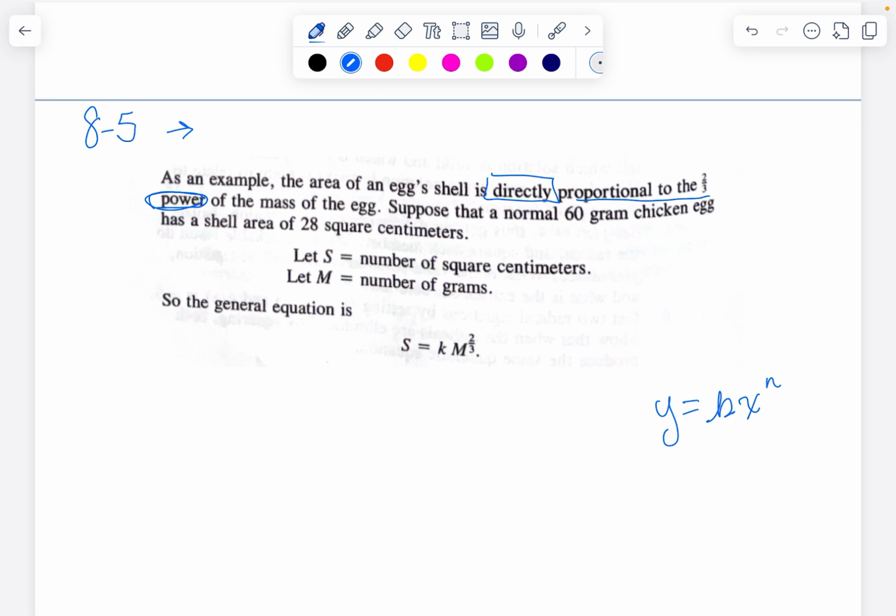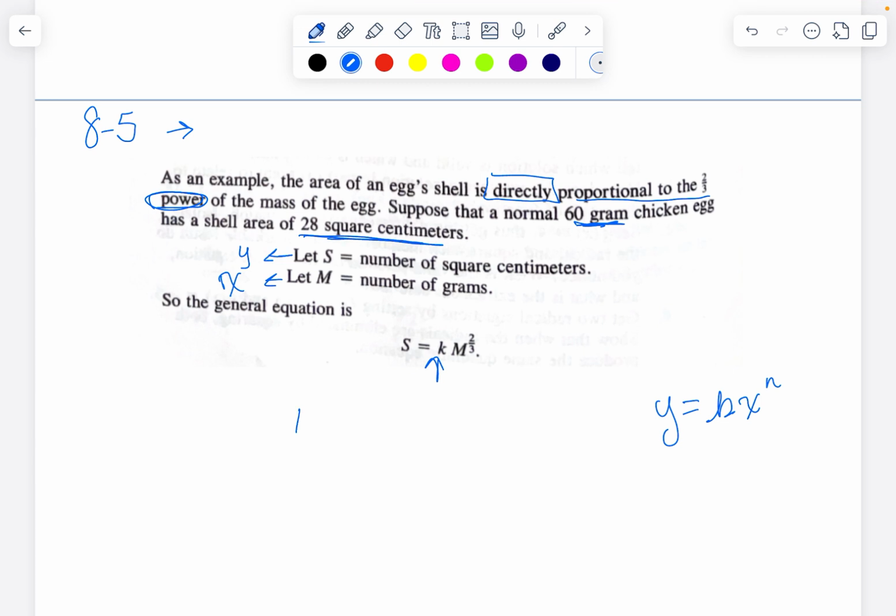So we're going to use our general equation and try to find that K. We set S, the number of square centimeters, which is also Y. It is the dependent variable, and the grams is independent, so that one would be like our X. If we were to graph this, you would find it there. To find our particular equation, we're going to use the values they have given us, the 60 grams and the 28 square centimeters, and plug them in to find that K value.